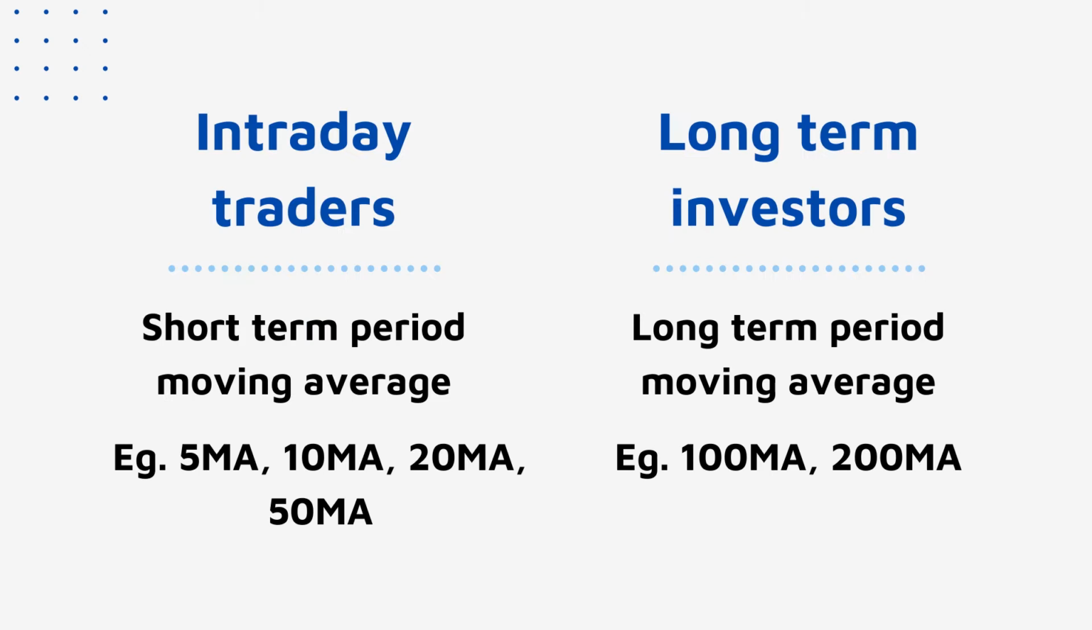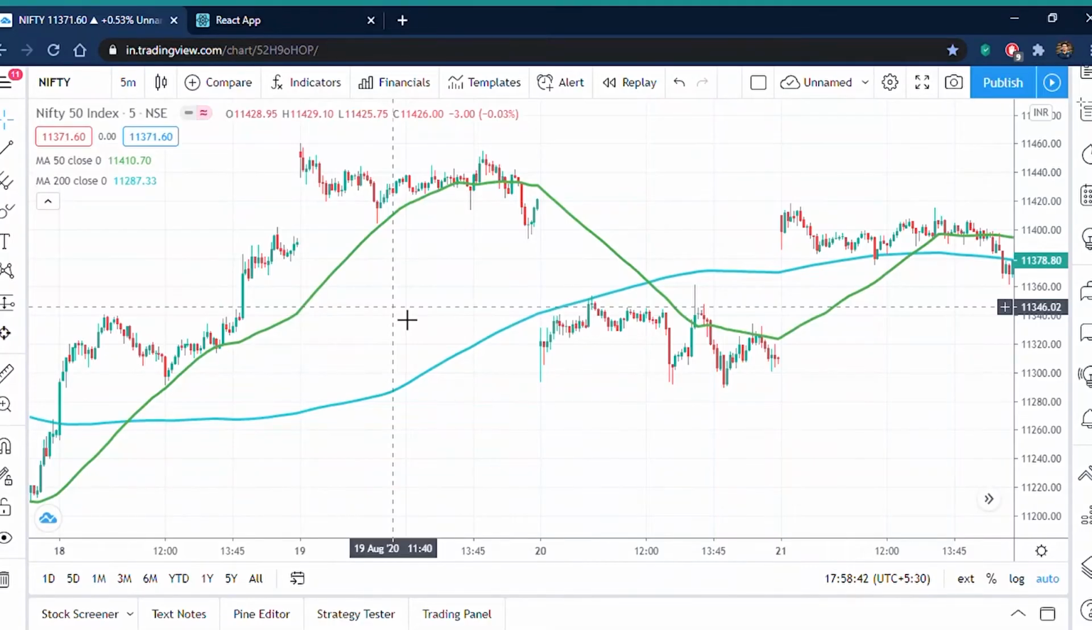The SMA consists of different lengths of moving averages. For example, some standard lengths are 5, 10, 50, 100 and 200. The shorter period moving averages, for example the 5, 10 and 50 SMAs, are usually used by intraday traders, whereas the 100 and 200 SMAs are usually used by long-term investors. The shorter period moving averages are very sensitive to the price chart.